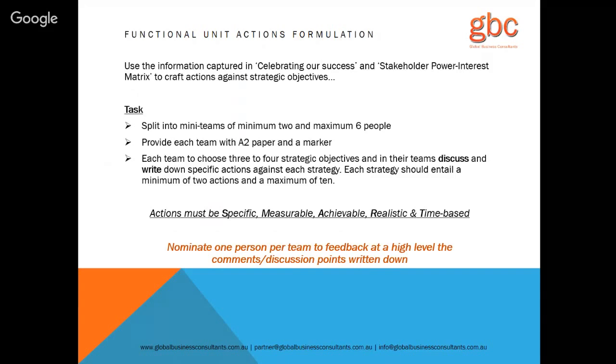Now, equally important in this session is the use of the information from the earlier session. So the use of information from the celebrating our success, where the bottom half of the paper we wrote down what didn't work well. So teams should have that in front of them, so it gives them ideas of what specific actions could be. Teams should also use the stakeholder power interest matrix to look at some specific actions on how they want to manage specific teams or stakeholders in the business.